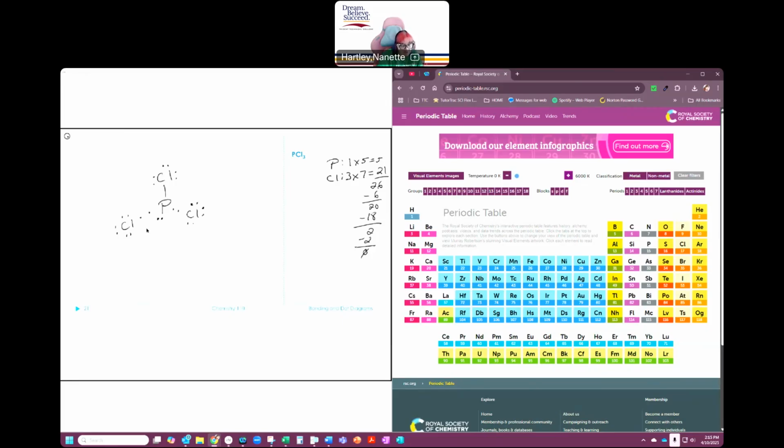2, 4, 6 that went into the 3 bonds between the phosphorus and the chlorine. I fulfilled the octets for the chlorines. 2, 4, 6, 8, 10, 12, 14, 16, 18 electrons are on those chlorines. That left me with 2 electrons that were left over that needed to go on the phosphorus, that central atom. And I put them there. Okay? That's the structure that I come up with for PCl3.